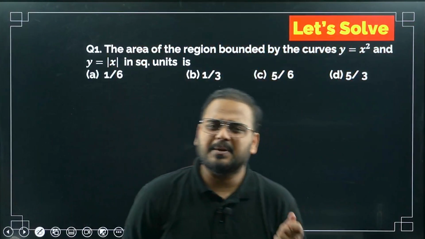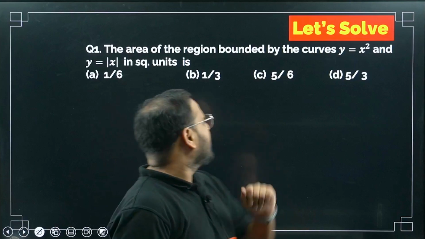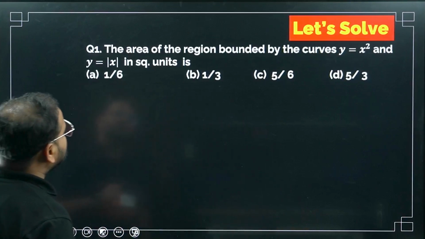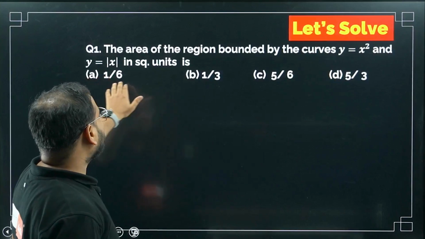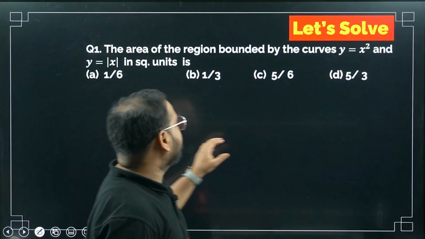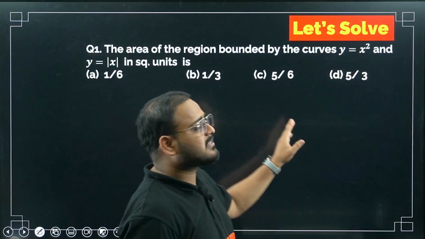Again, the basic question I've taken. Let's see what it is. The area of the region bounded by the curves y equals x square and y equals mod x, in square units, is. There are 4 options given: 1 by 6, 1 by 3, 5 by 6 and 5 by 3.